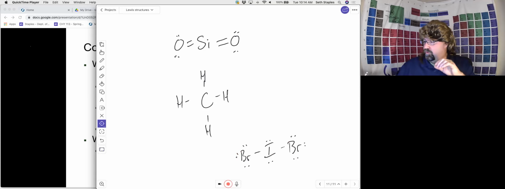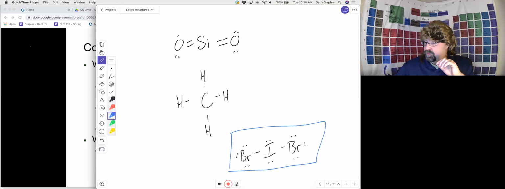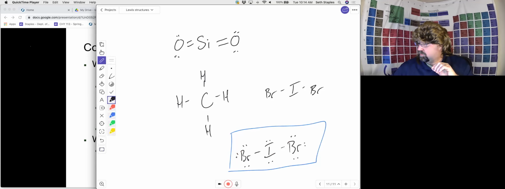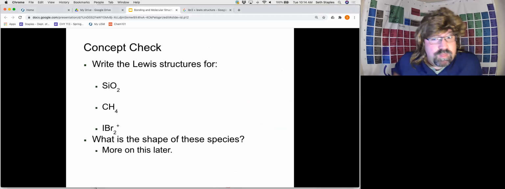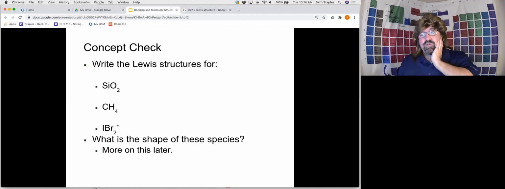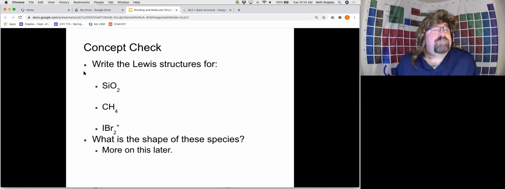And so for the IBr2+, what you see here is absolutely the correct Lewis structure. If you were to give this as an answer, this absolutely is going to be marked incorrect every single time. You need to have those lone pairs on the outer atoms and the inner atoms. You need to have the lone pairs everywhere. And so those are key and those are important. And so maybe you're asking yourselves, what is the shape of these? That's the topic of our next lecture.